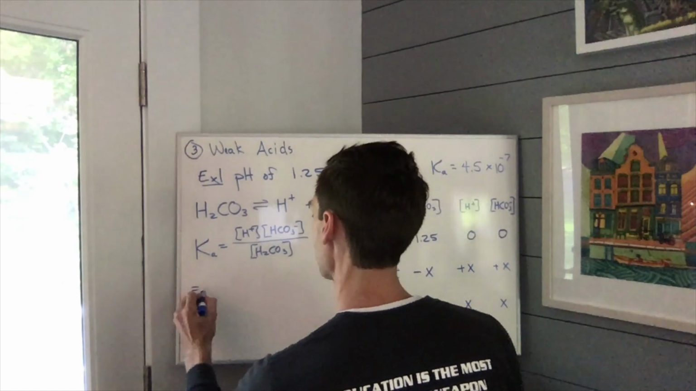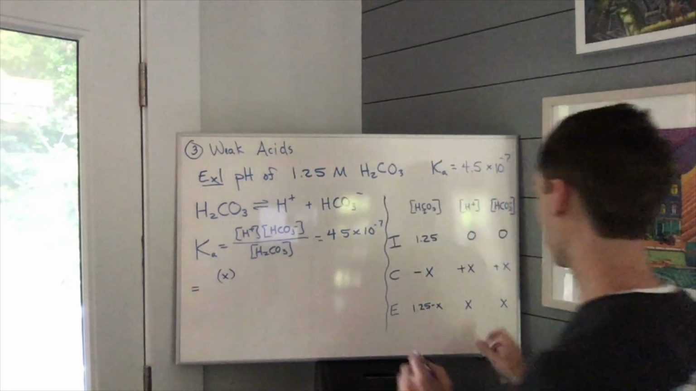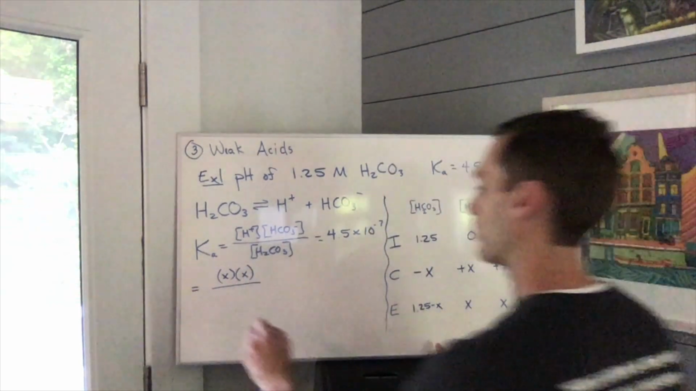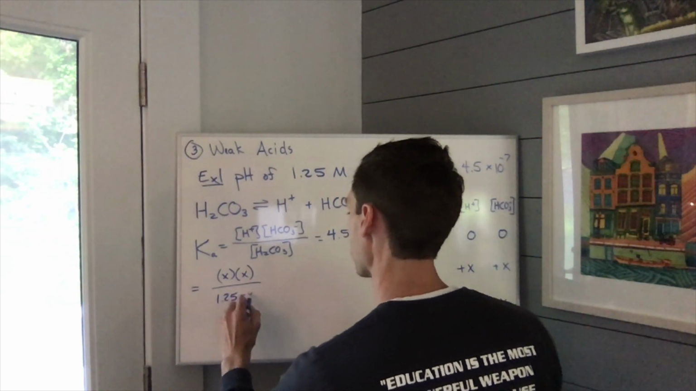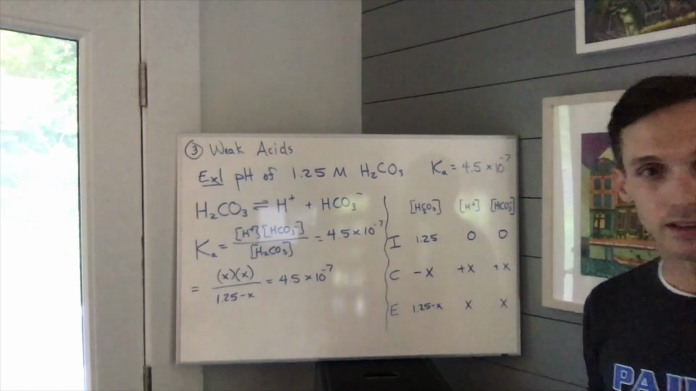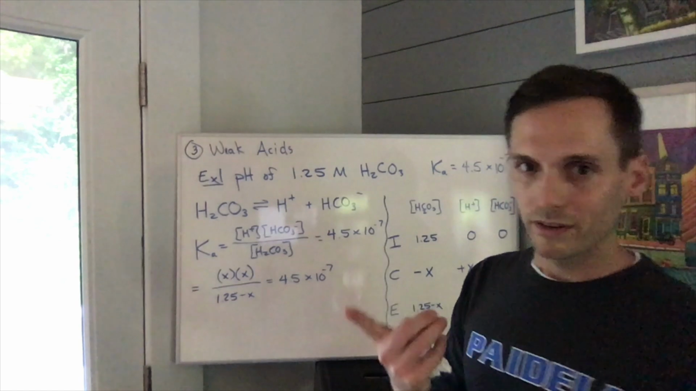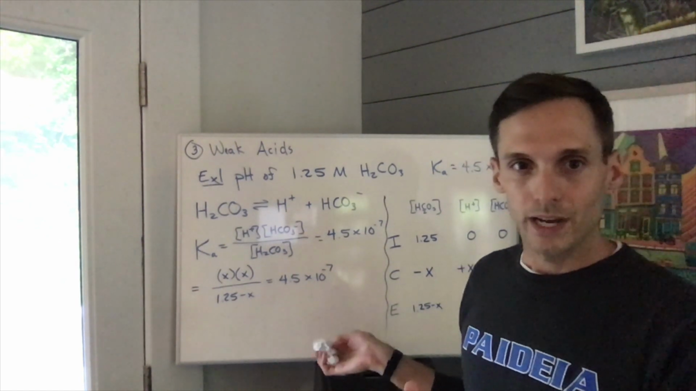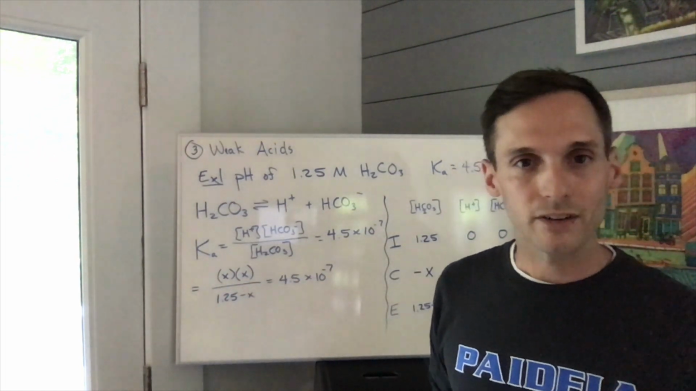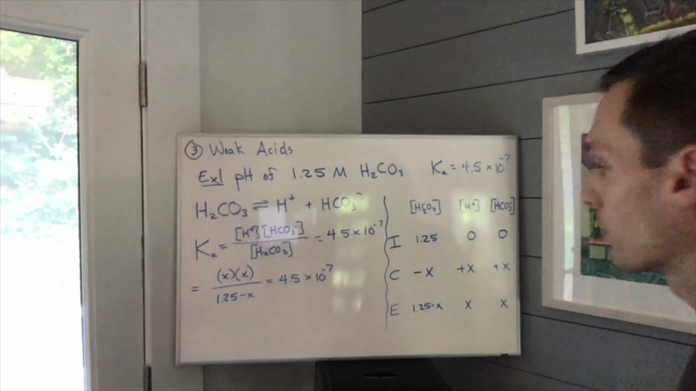So if we go ahead and do that, we will plug in X as our H plus molarity, and X as our HCO3 minus molarity, all over 1.25 minus X, and that's going to be equal to 4.5 times 10 to the negative 7th. Okay, now here comes a little shortcut. You could solve this, right? This is an equation with one variable, X. If you see, you'd have X squared in the numerator, so it would end up being a quadratic formula. It's kind of a pain to do that, but you could go through and solve for X.